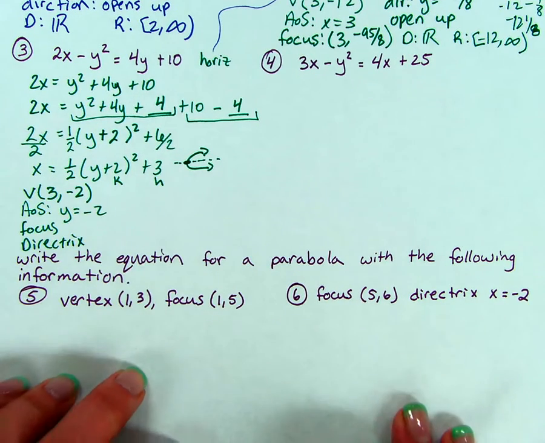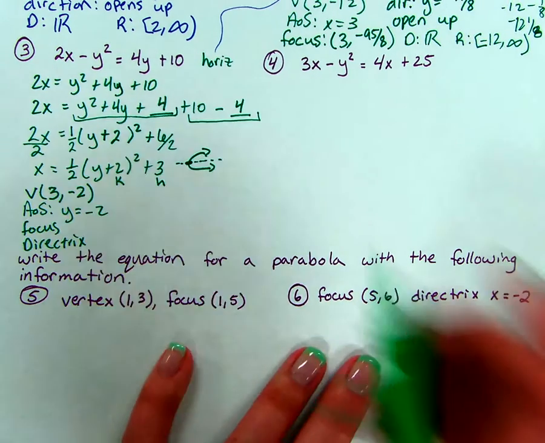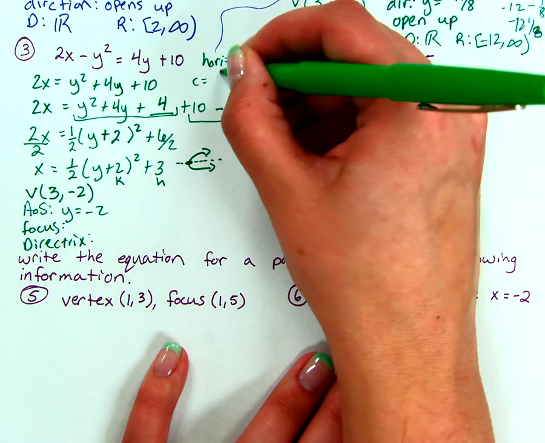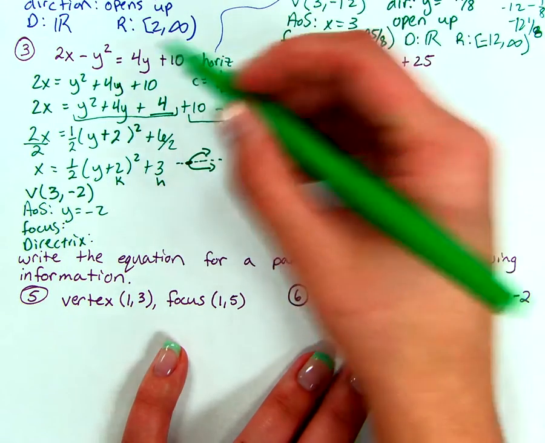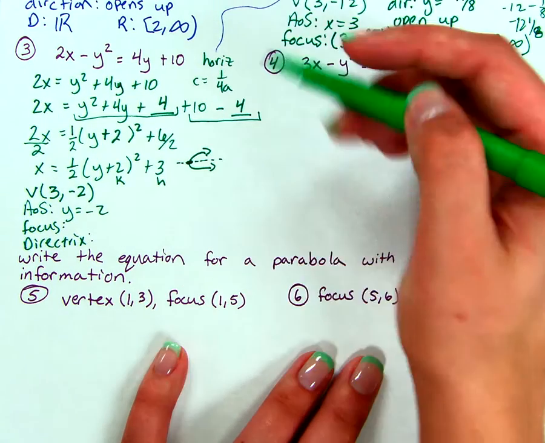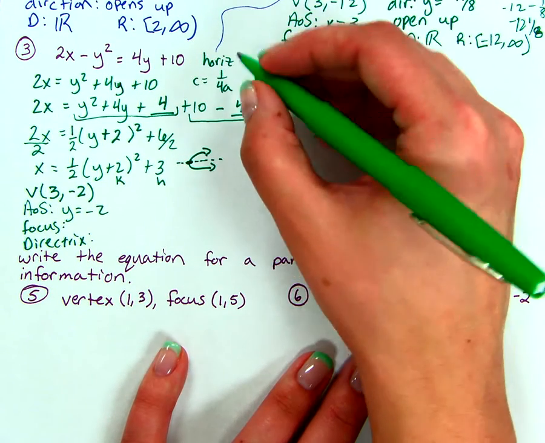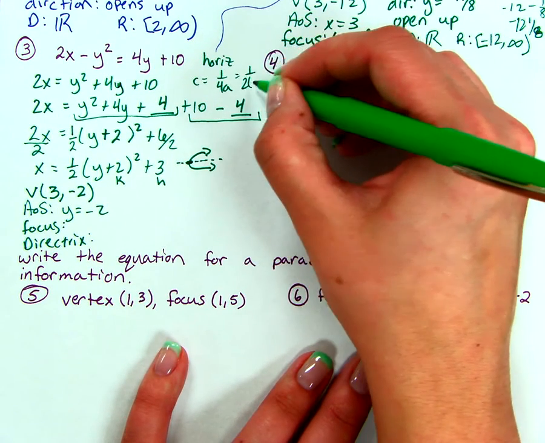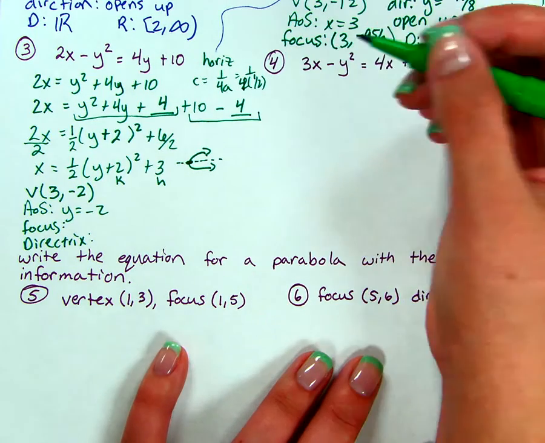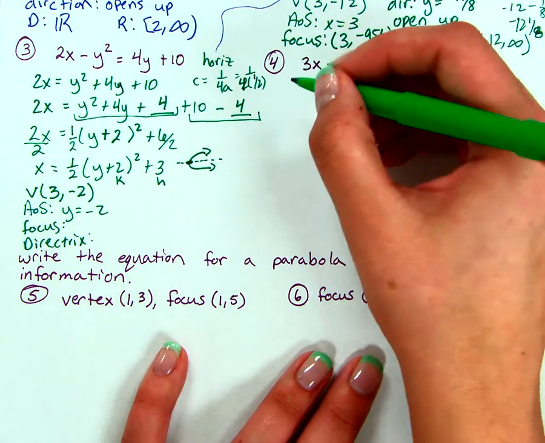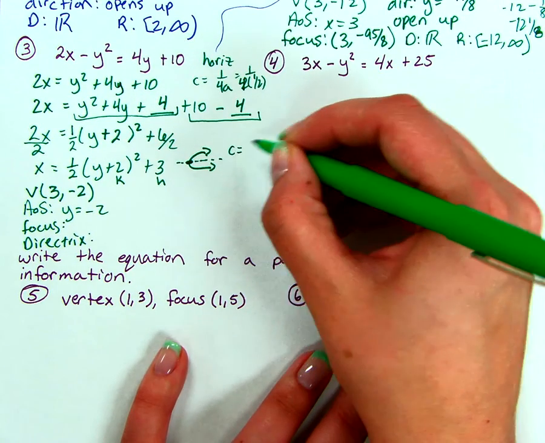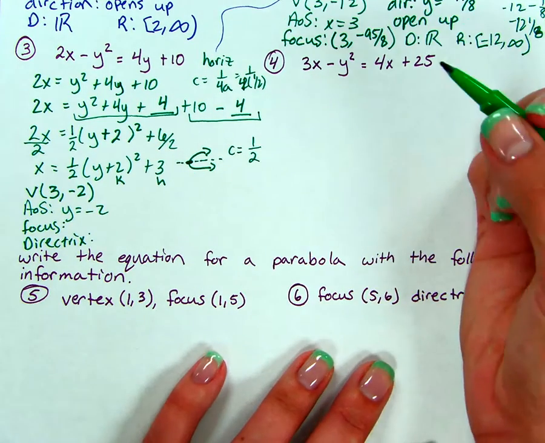So again, to find that, we just need our c value. So again, we know c is equal to 1/4 times a. And our a is the number in front of our set of parentheses, so a is 1/2. So that means that I'm going to have 4 times 1/2, and 4 times 1/2 is 2. So that means that c is going to be equal to 1/2 when we simplify.